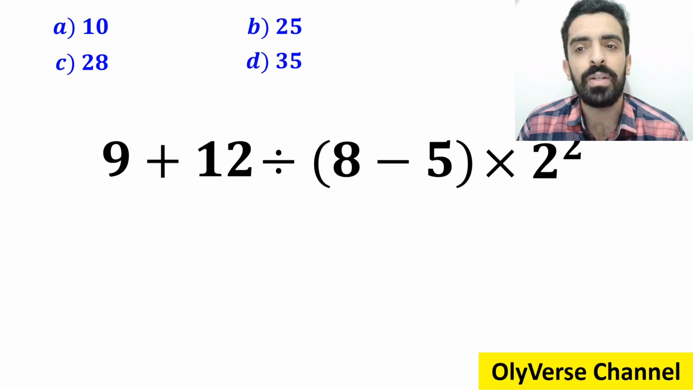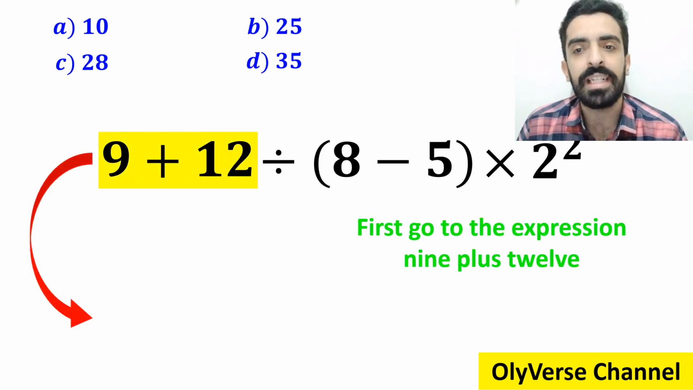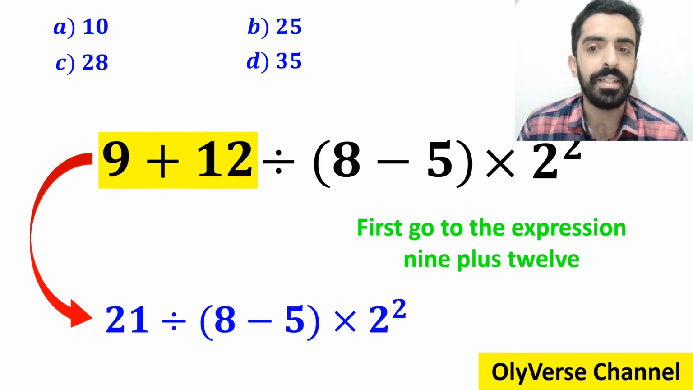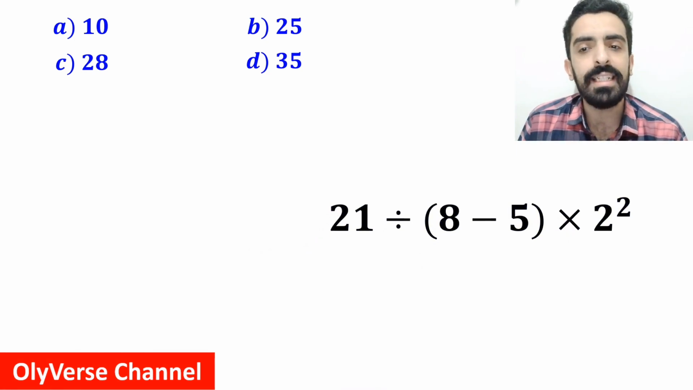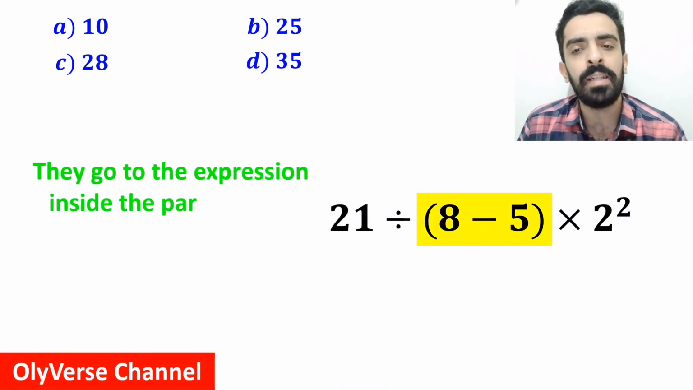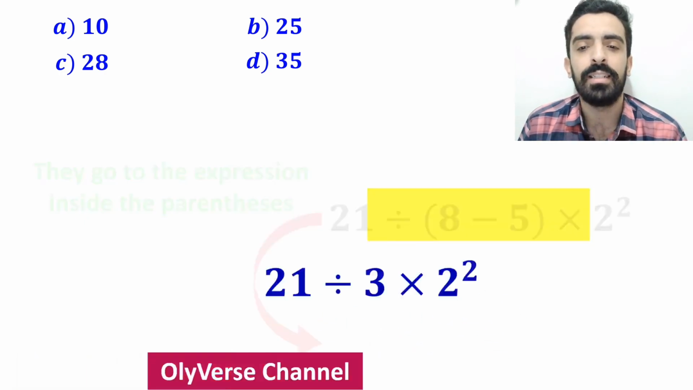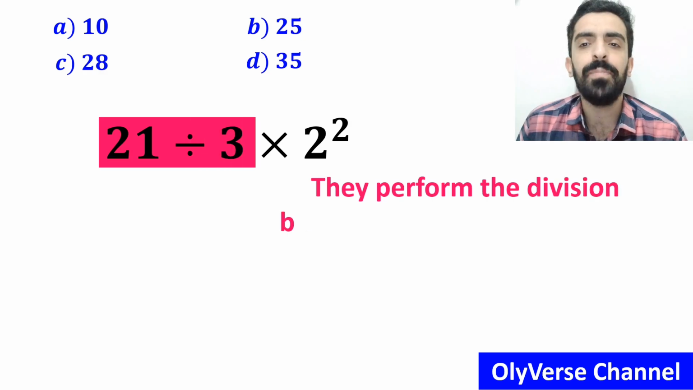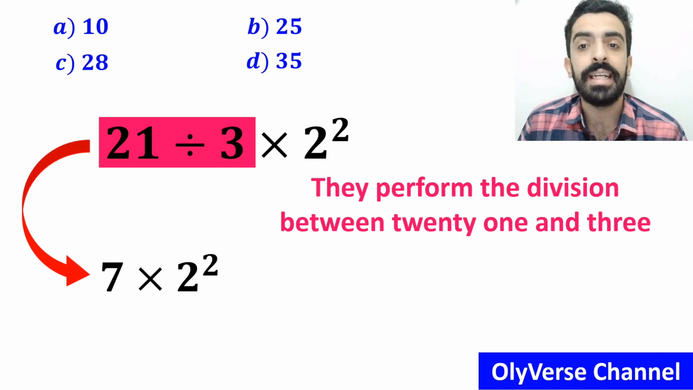Many people, to solve this question, first go to the expression 9 + 12, and instead of it they write 21 ÷ (8 − 5) × 2². In the next step, they go to the expression inside the parentheses and simplify it to 21 ÷ 3 × 2². Then they perform the division between 21 and 3, and instead of this expression, they write 7 × 2².